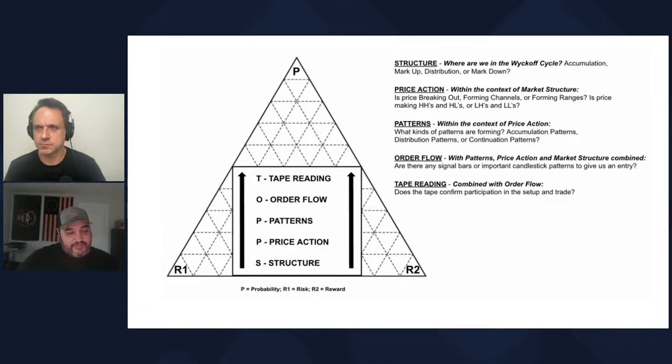So we have a bottom-up approach where the first thing we really focus on is market structure. Market structure is the market profile itself and the price action structures the markets develop throughout the cycle in terms of accumulation, markup, distribution, and markdown. And then price action is really important, right?